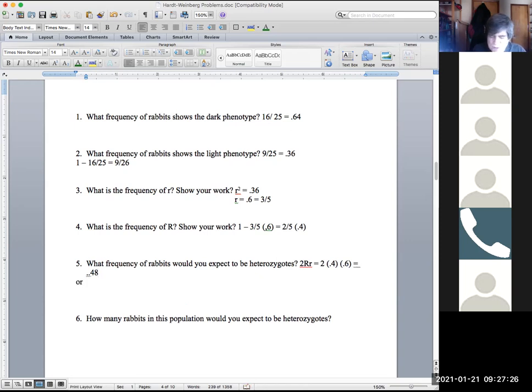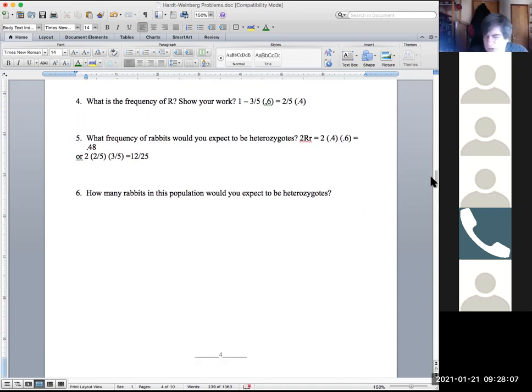Or again, for these first ones, if you're working them with fractions, it's 2 times 2/5 times 3/5, which is equal to 2 times 2 times 3, 12 divided by 25. Oops, 2 decimals there. How many rabbits do you expect to be heterozygous?